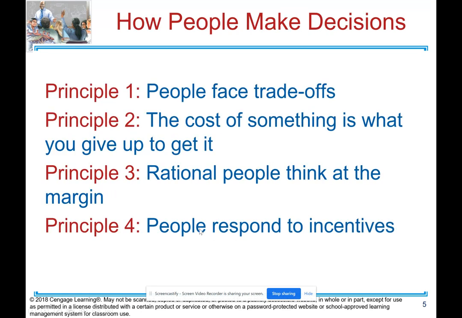Of these 10 principles, the first four principles deal with how people make decisions. Principle number one, people face trade-offs. Principle number two, the cost of something is what you give up to get it. Principle number three, rational people think at the margin. Principle number four, people respond to incentives. Let's take these one by one.